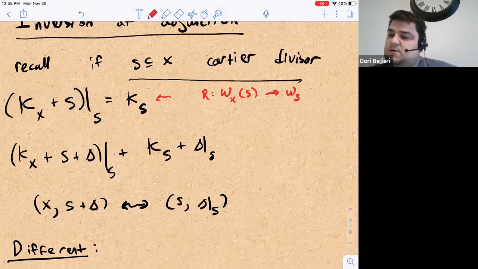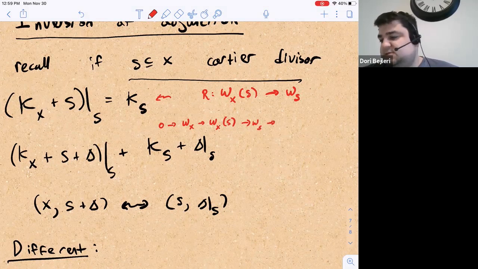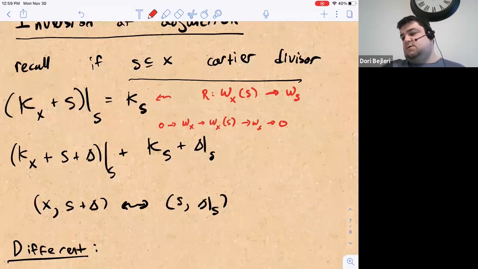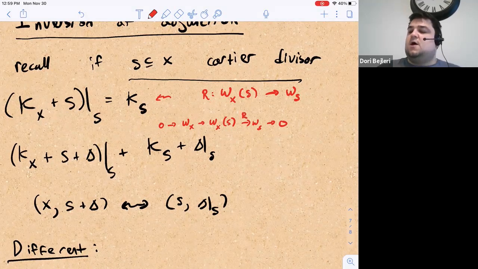Where does this come from? Well, one way is to just see that you have an exact sequence like this, and that this exact sequence, basically functoriality properties of omega X tell you that this exact sequence is functorial in S as well, and that this map, this R, is just the map in this exact sequence. And then you can also compute this map in local coordinates, assuming that S is smooth.